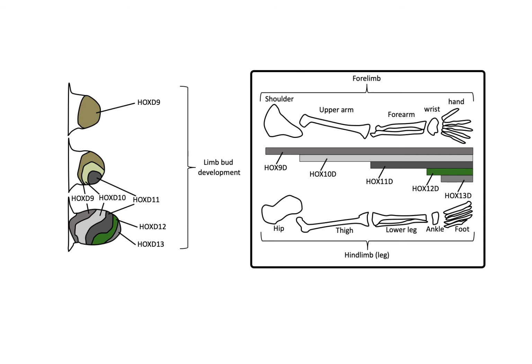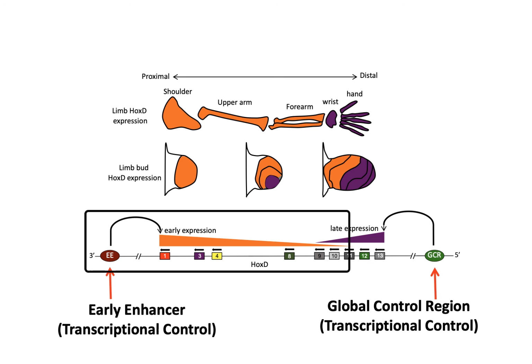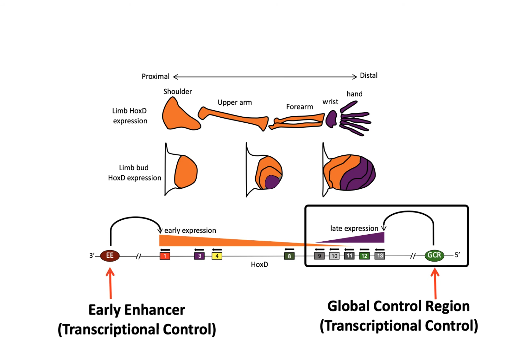And these are normally controlled by other elements, early enhancers, which control transcription, and global control regions, which also are for transcriptional control. So their effect on early expression goes this way. The early enhancer affects these genes more so than they do genes further down the line, and then the global control region controls these genes here and has more effect on these than these.